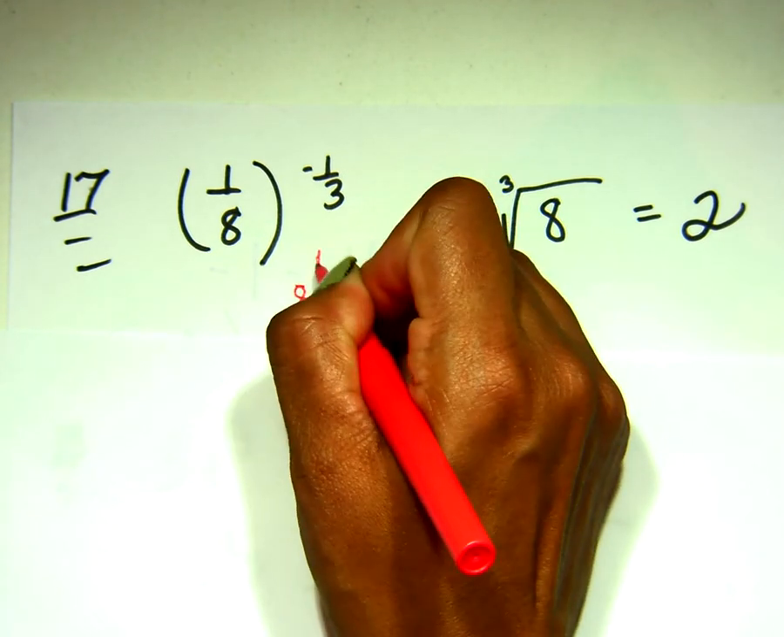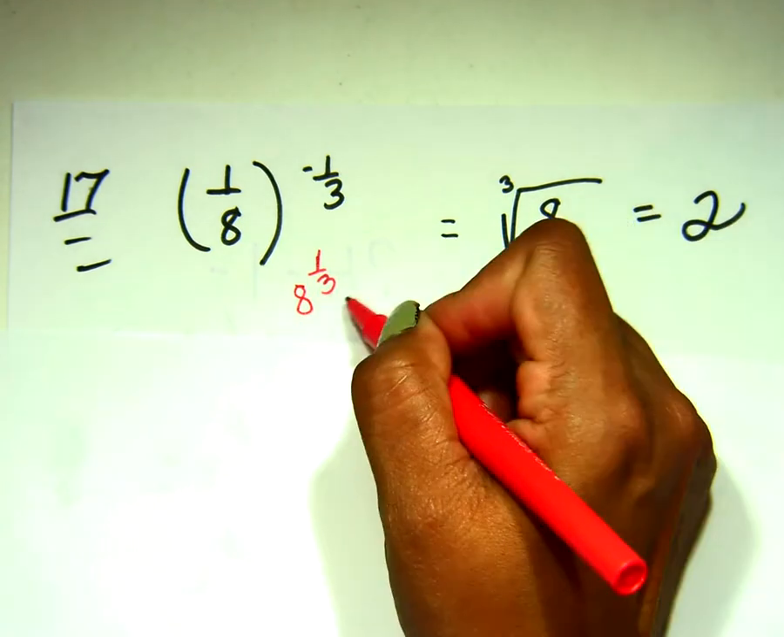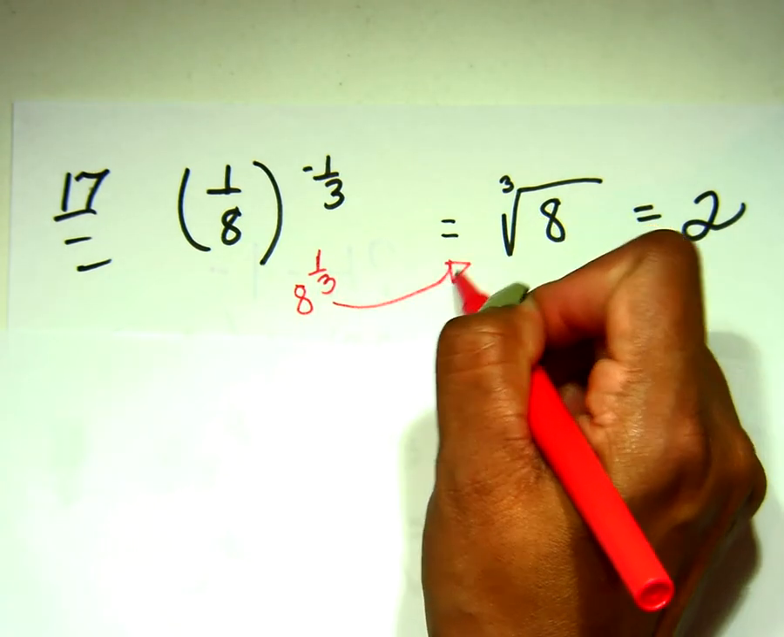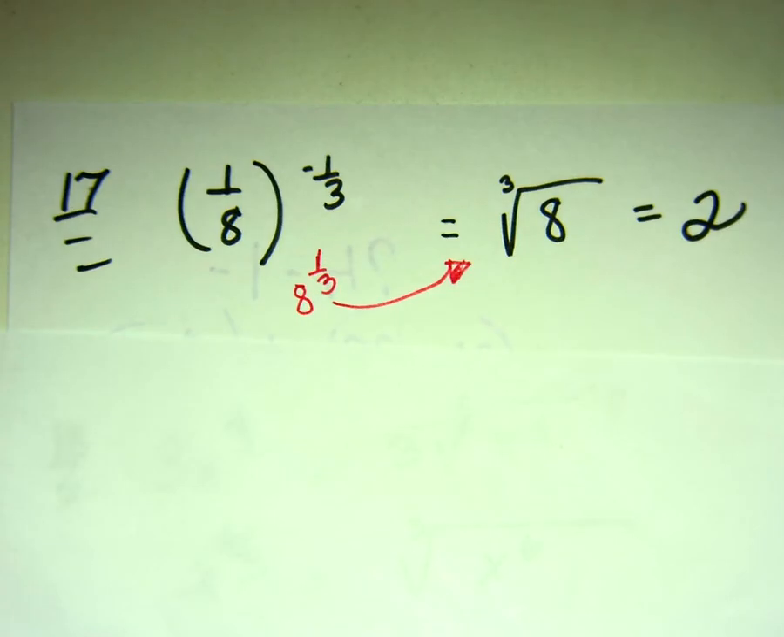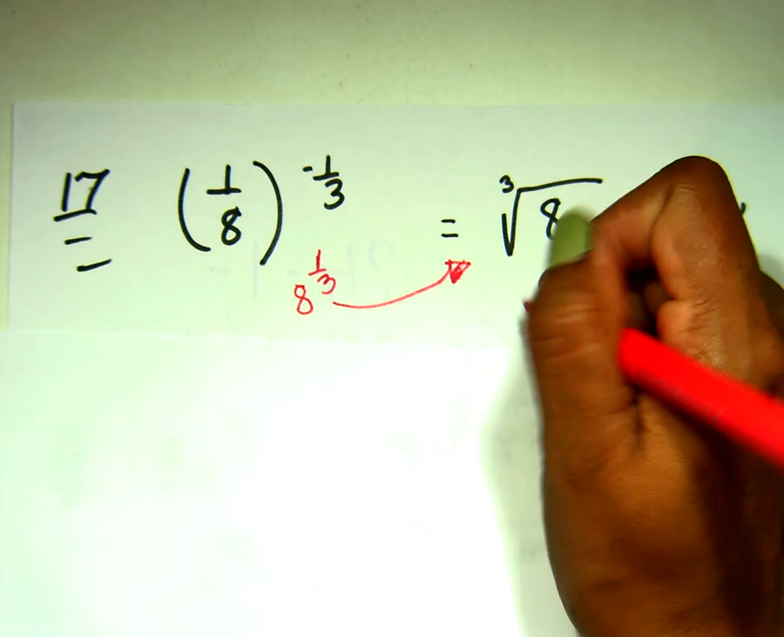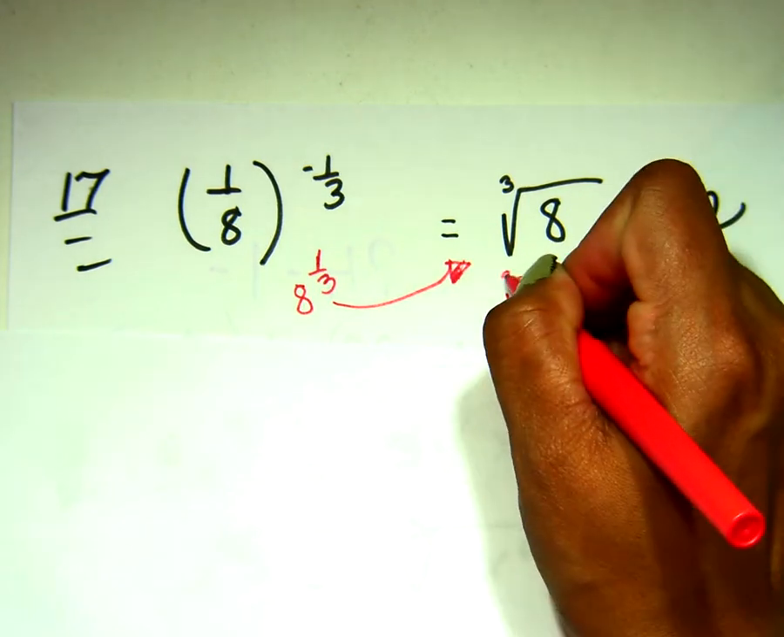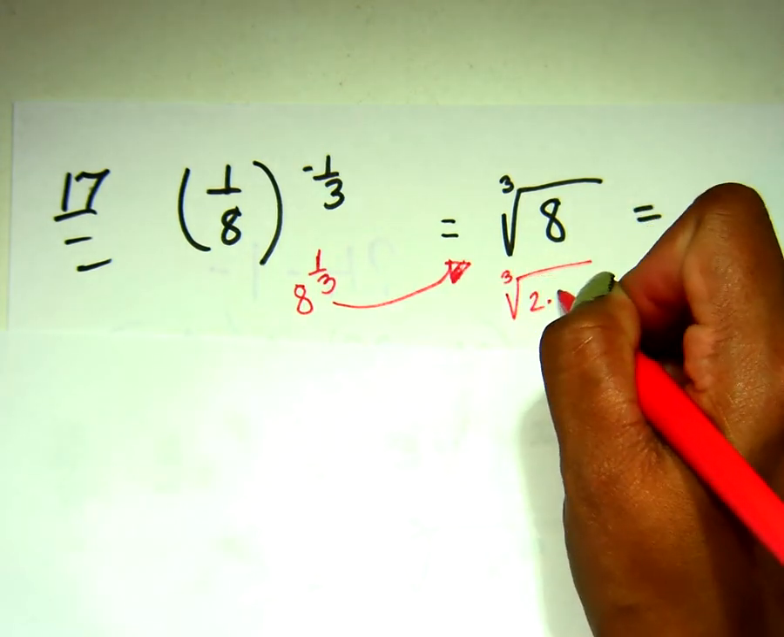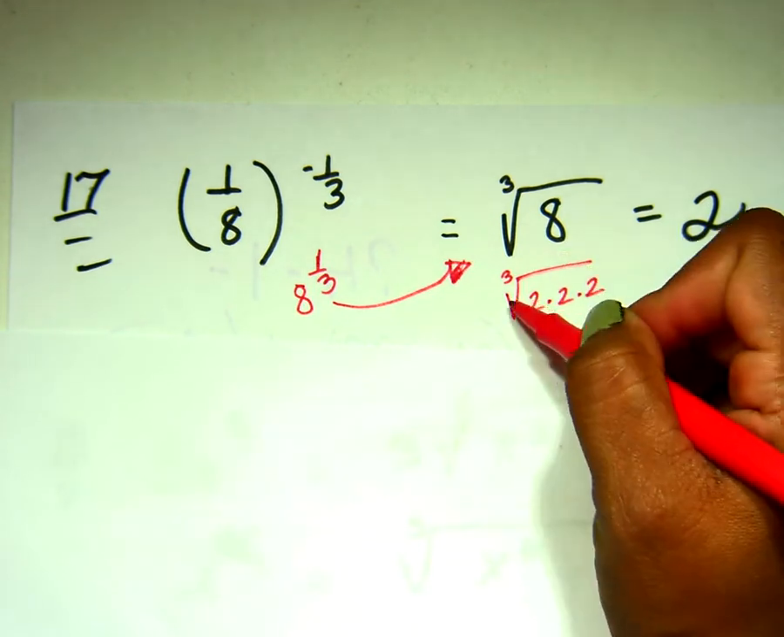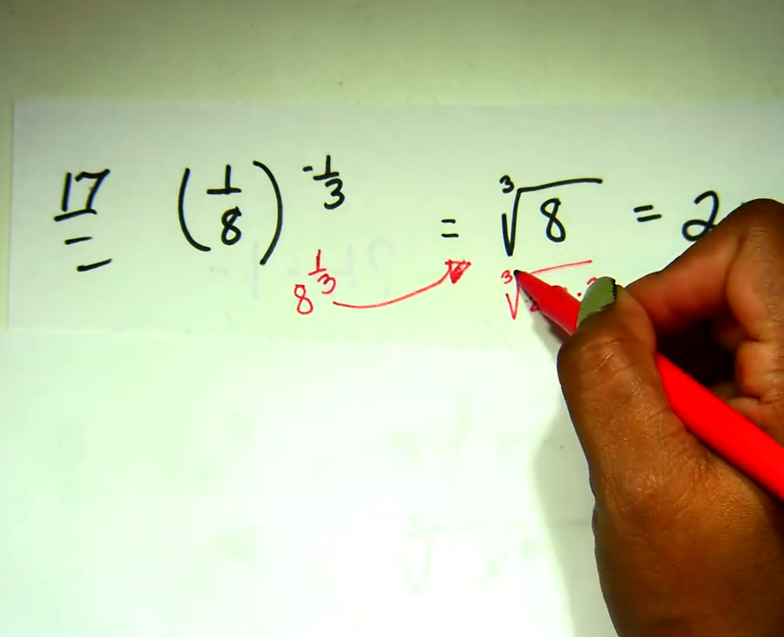8 to the 1/3 power, which you can rewrite like this. Because you know you had to flip it because it was negative. Notice how your exponent is no longer negative. We know that the cube root of 8 is 2, because if I break this down, we have 2 times 2 times 2. Notice how you have 3 of them, it's the cube root.